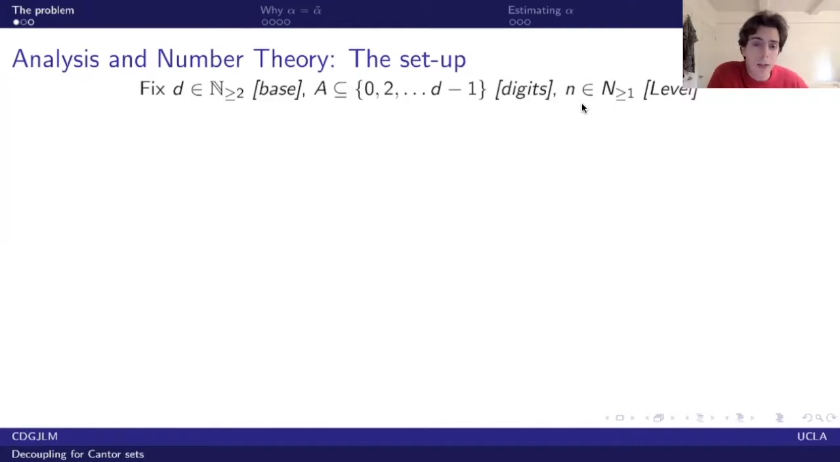And a subset A of digits that will be between 0 and d minus 1. We will also have to fix a level, which will be the number of digits. So it will be an integer, at least 1, and it will be the number of digits. And in the number theory case, that's literally what we're going to do. So as I said, I'm going to separate into number theory and decoupling situations.